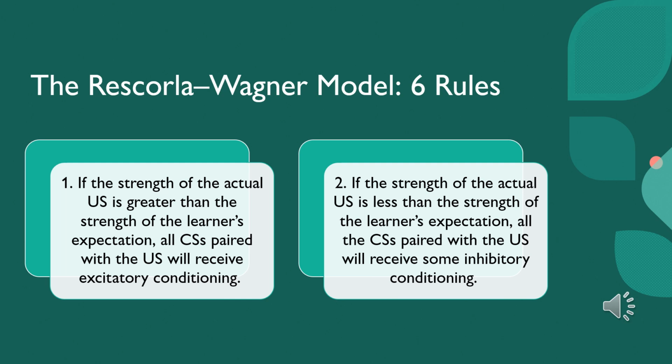The second one, strengthening of association, occurs when the actual outcome is greater than expected. I'm going to say that one more time. Strengthening of association occurs when the actual outcome is greater than expected. When a conditioned stimulus, a CS, predicts a US, unconditioned stimulus, but the US is stronger or more intense than expected, the association between the CS and the US strengthens. This happens because the organism is surprised by the stronger than expected outcome, leading to increased learning.